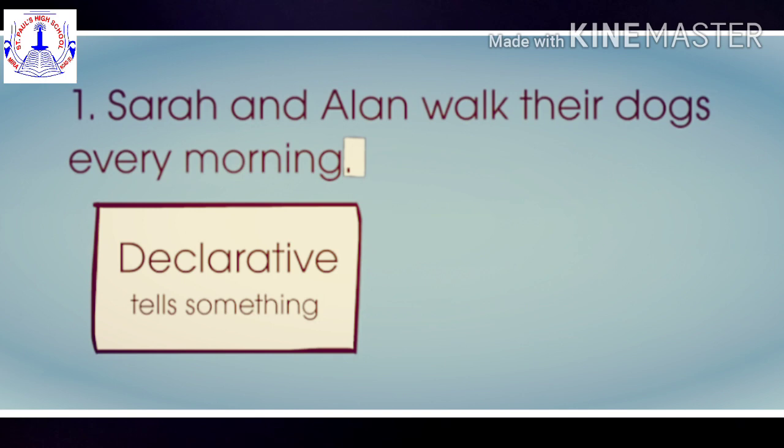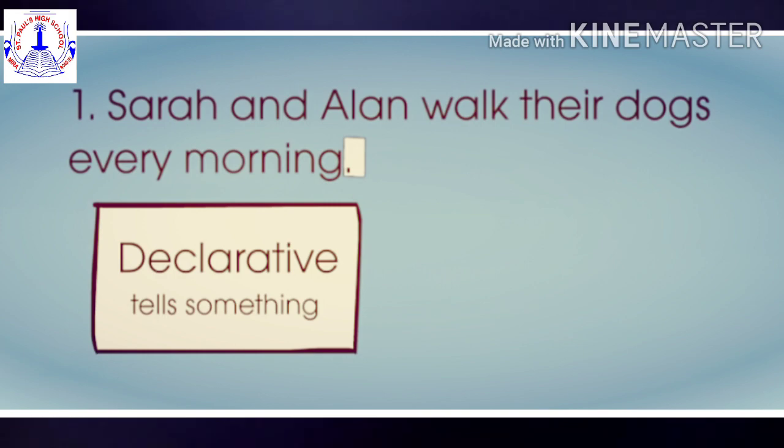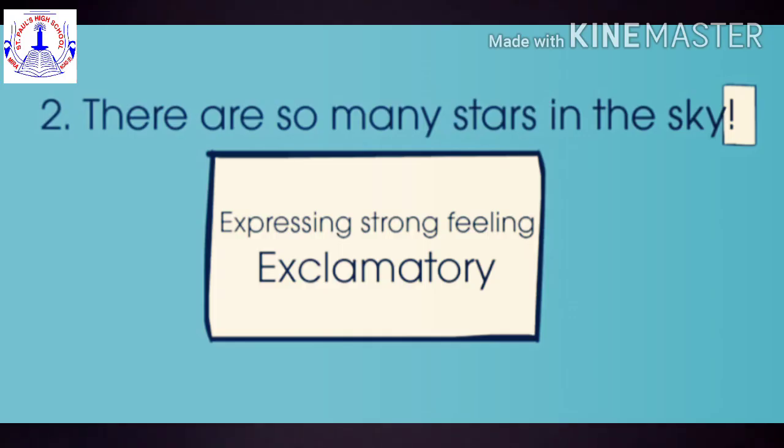Identify the types of sentences. First, Sarah and Alan walk their dogs every morning. Is this a declarative or an imperative sentence? This sentence is telling something, so it is a declarative sentence. Second, there are so many stars in the sky! What type of sentence is this? This sentence is expressing a strong feeling. Hence, it is an exclamatory sentence.